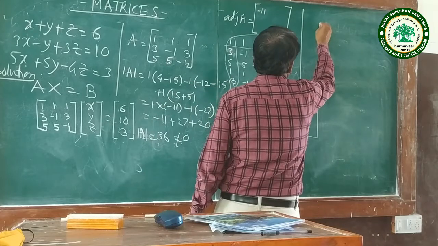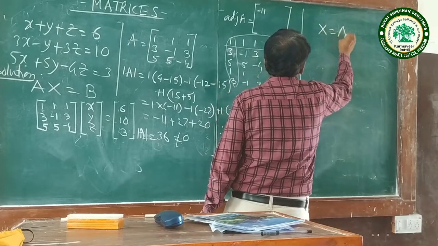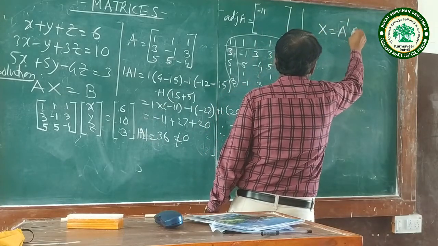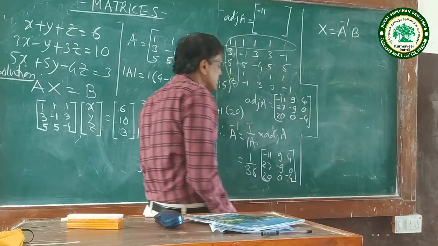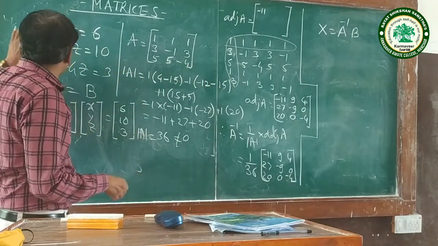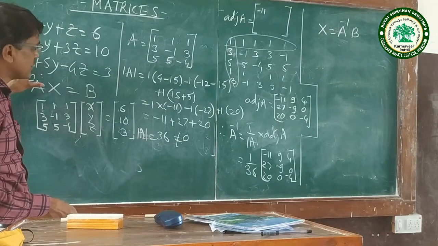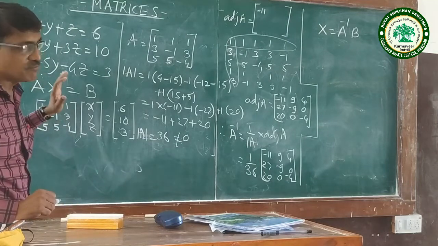Now, what is the equation of finding X? So X is equal to A inverse into B. Remember this equation always while finding solutions of three linear equations in three variables by the matrix method.